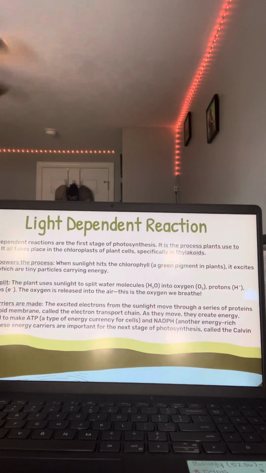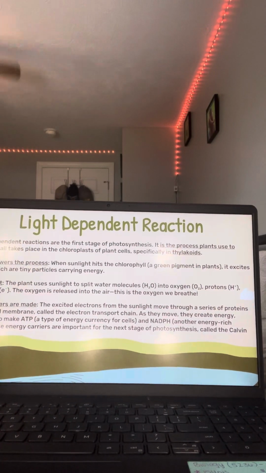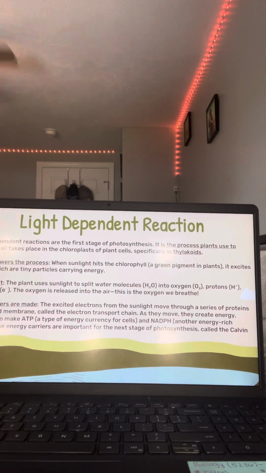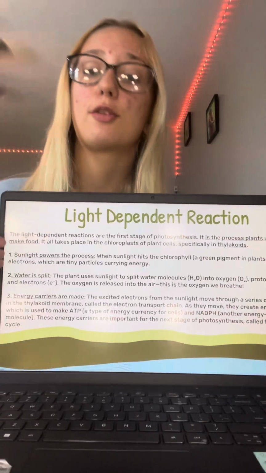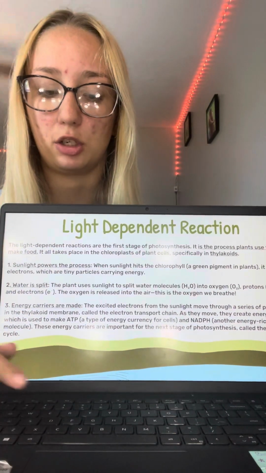And then sunlight powers the process. Step 2, the water will split. And step 3, energy carriers are made. So these are our 3 main steps that we should know.